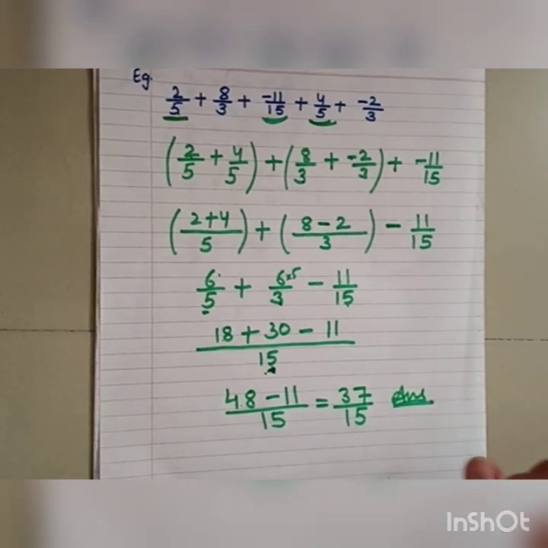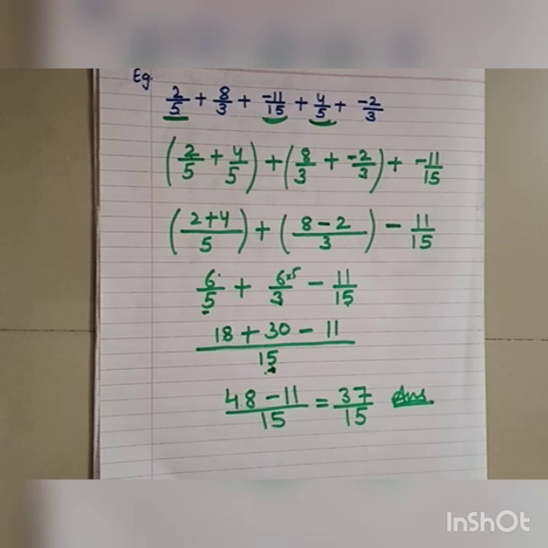Like this way you can group any two rational numbers, whether they have the same denominator or not. This way you can find or simplify any question of rational numbers very easily. So these are the properties under addition of rational numbers.